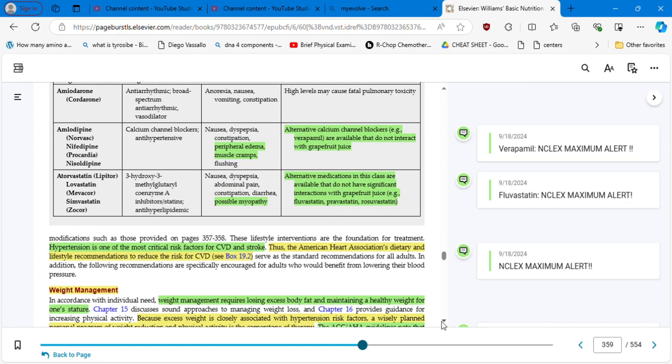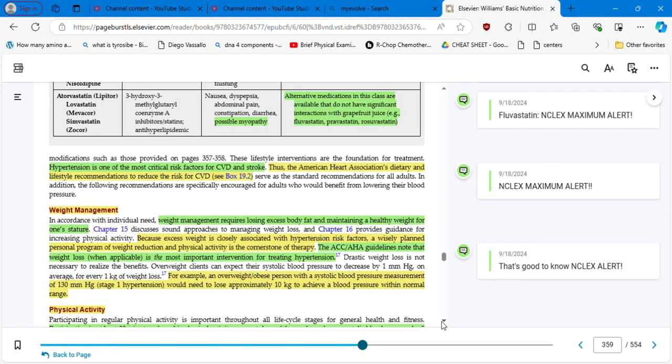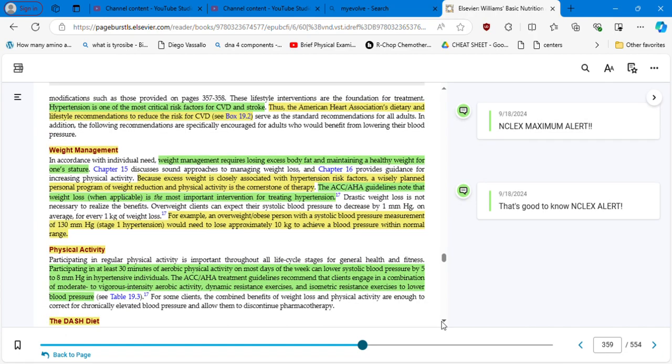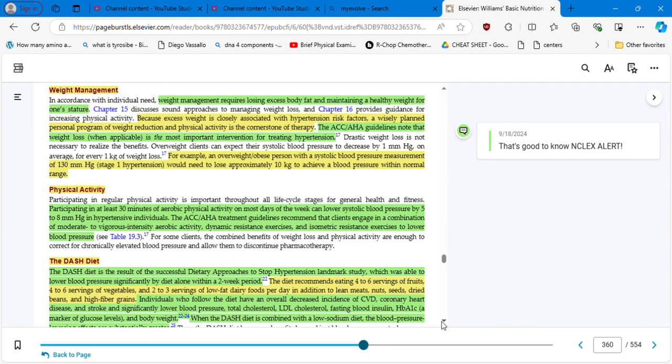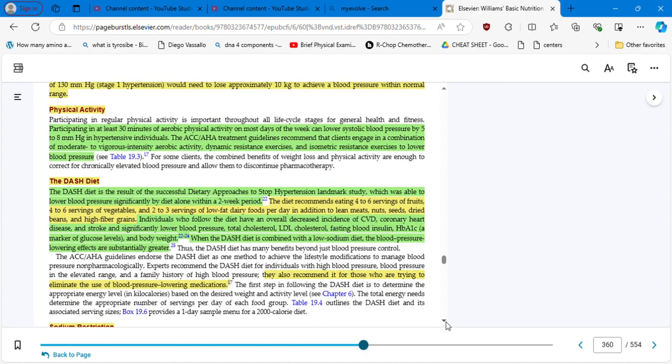Okay, so now hypertension is one of the most critical risk factors for CVD and stroke. Maximum NCLEX alert. You need to know hypertension is the number one most critical risk factor for CVD and stroke. The American Heart Association dietary and lifestyle recommendations to reduce the risk for CVD. We have to consider weight management, as we spoke before. As the patient starts losing weight, you keep monitoring the blood pressure, okay? Physical activity is very important. The DASH diet, okay? In the physical activity, you need to remember how many minutes per week. That's also coming in NCLEX.